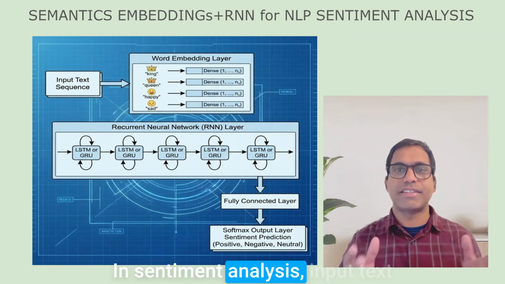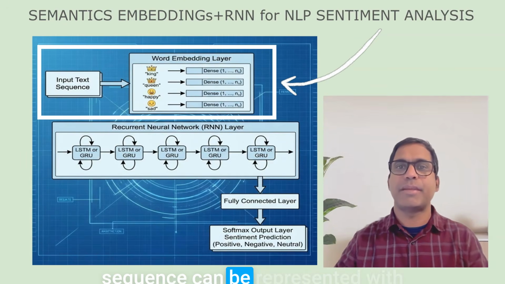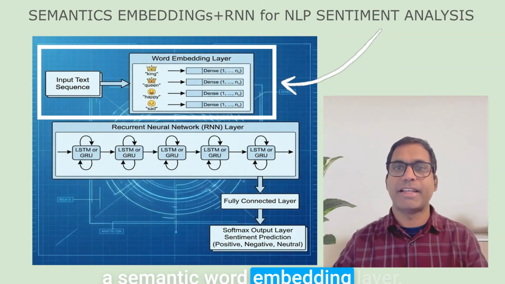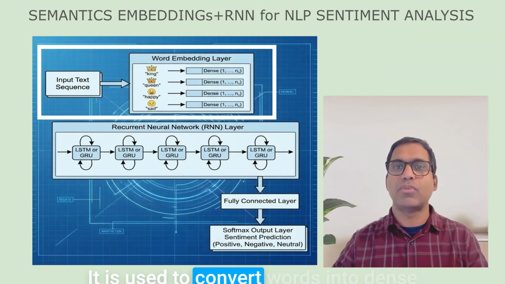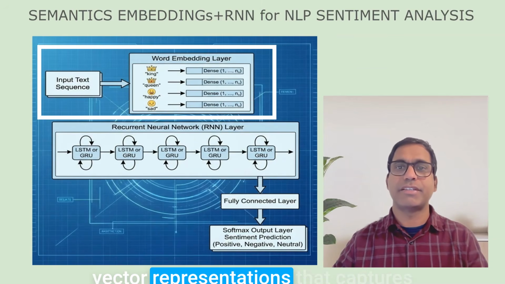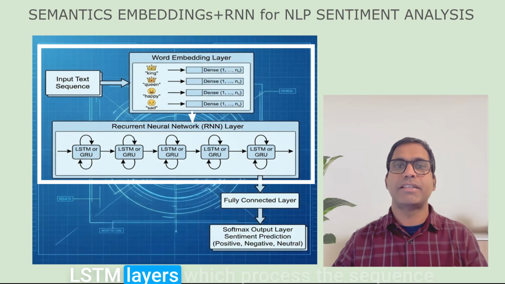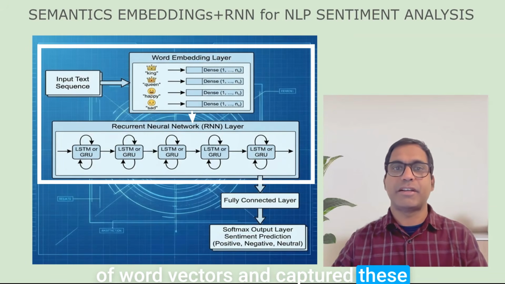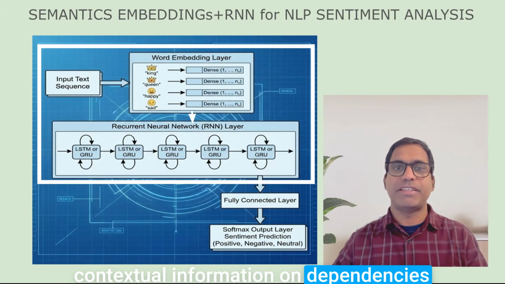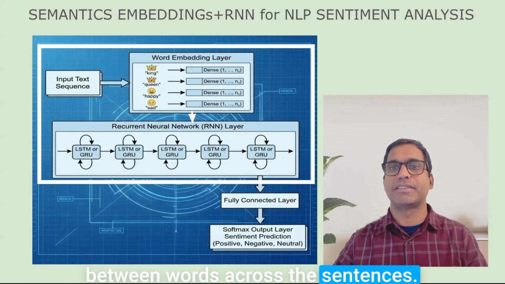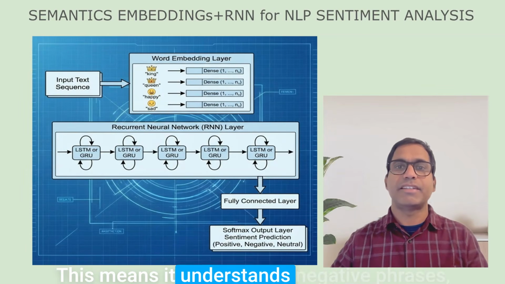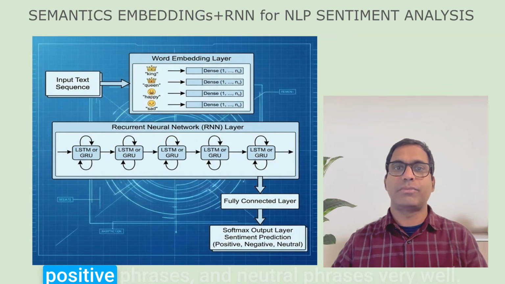In sentiment analysis, the input text sequence can be represented with a semantic word embedding layer. It is used to convert words into dense vector representations that capture their meanings and relationships. These embeddings are then fed into LSTM layers, which process the sequence of word vectors and capture the contextual information and dependencies between words across the sentences. This means it understands negative phrases, positive phrases, and neutral phrases very well.